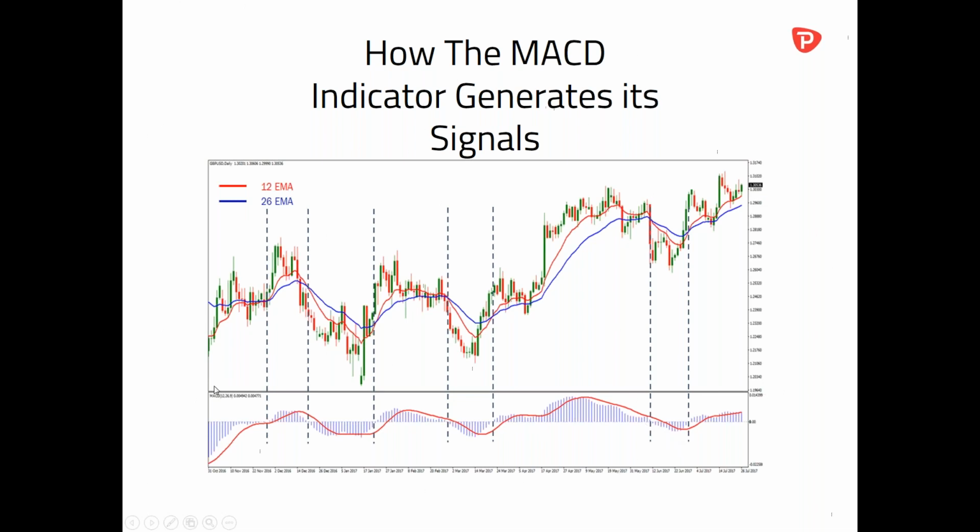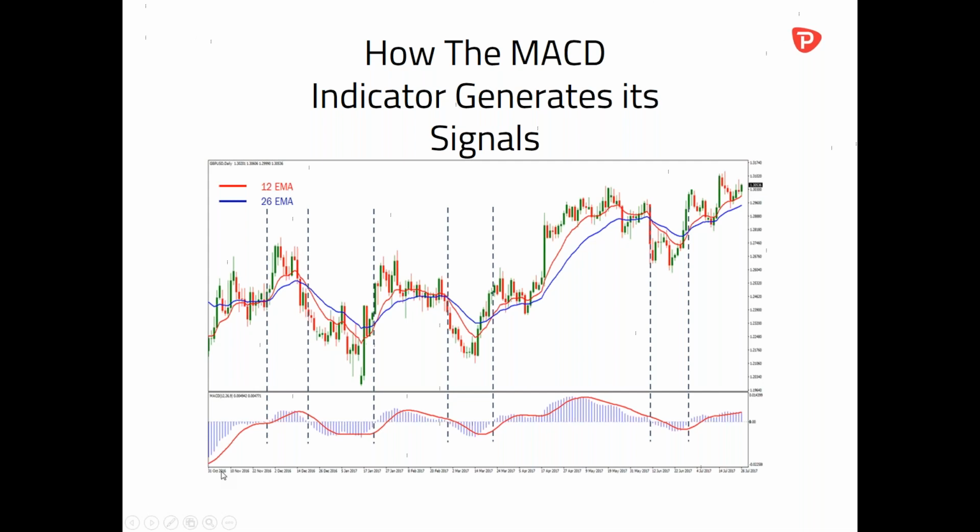Okay, so you can see here, every one of these vertical lines that we've got is showing every cross of these moving averages, and we can see the momentum shifting in price. Okay, so that's what basically forms the histogram of the MACD.